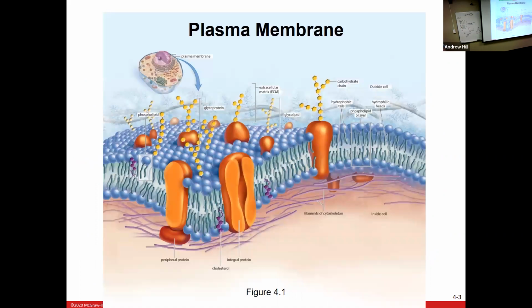So here's what your plasma membrane looks like. So far, I just drew the phospholipid bilayer, but if you look at this picture, you can see a lot of other things. We have certain proteins that are called integral proteins. Why are they called integral? It's because they're integrated within the plasma membrane itself. They sit within the membrane.